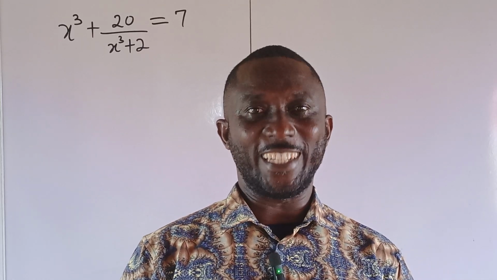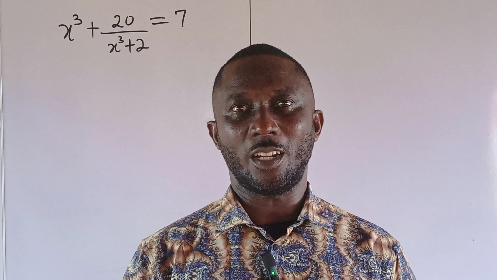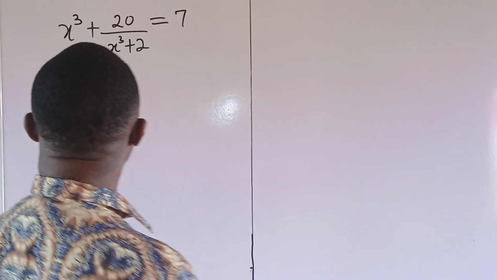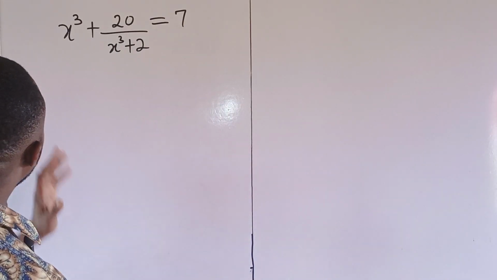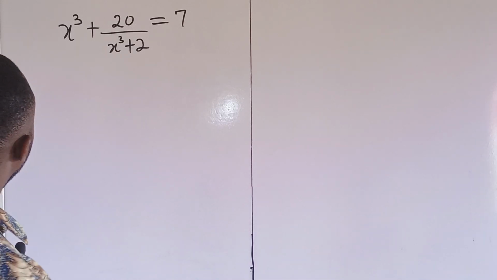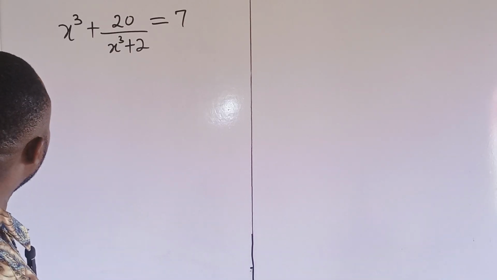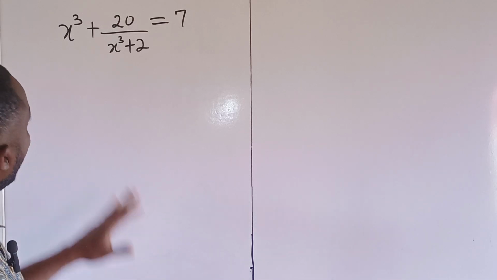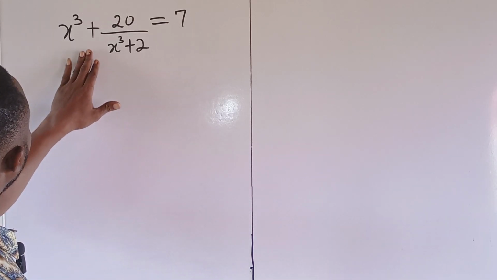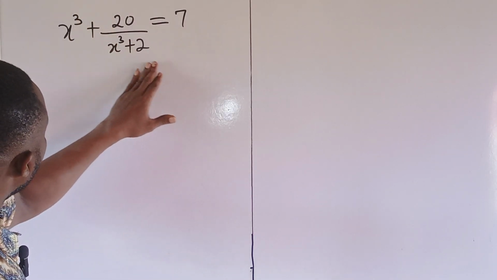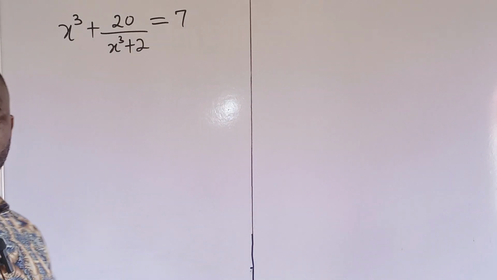Let's quickly provide a lasting solution to the problem we have on the board. So I have this sextic equation, which is very interesting and simple as well. s cubed plus 20 upon s cubed plus 2 equal to 7.